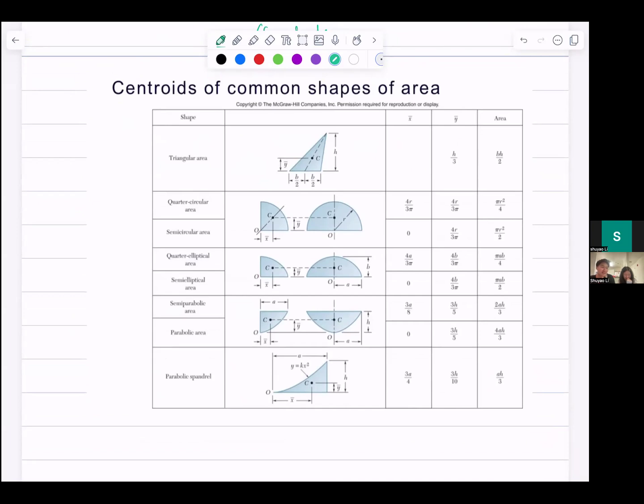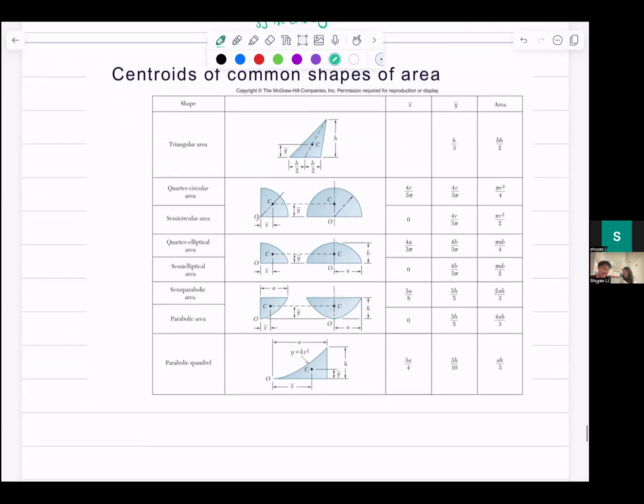And then we have centroids of common shapes and areas. I know that Professor Chi mentioned that she will provide this graph in the exams, so that's going to help us a lot.